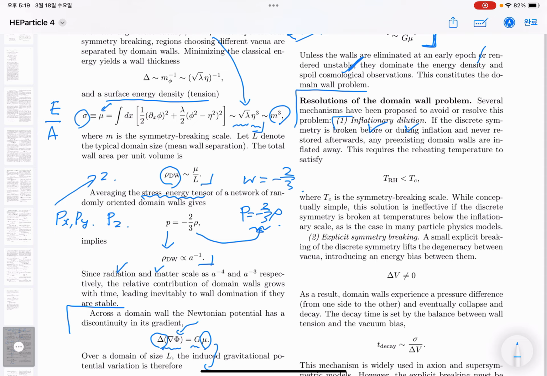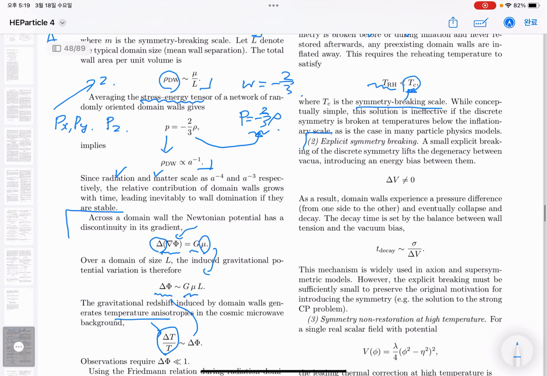And this requires that the symmetry breaking temperature, Tc, the critical temperature, should be larger than the reheating temperature of the inflation. But this concept is very simple, but usually the discrete symmetry breaking scale is not the inflation scale, so this is not our hope for some physics models.